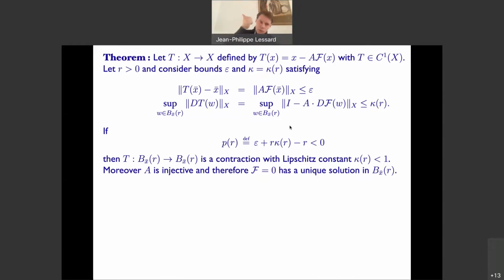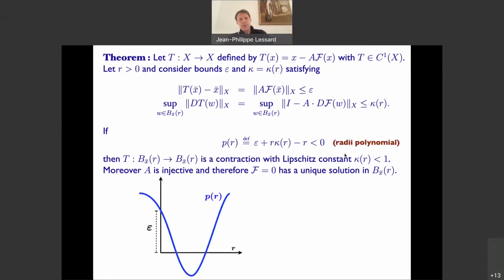Then you can show that T maps the ball into itself, and the contraction's Lipschitz constant kappa of r is less than 1, and therefore T has a unique fixed point in the ball, and by injectivity, F has a unique zero in the ball. So that's our theorem here. And this quantity is often called the radii polynomial because it's encapsulating all the bounds that we need. It's putting all the bounds in one inequality.